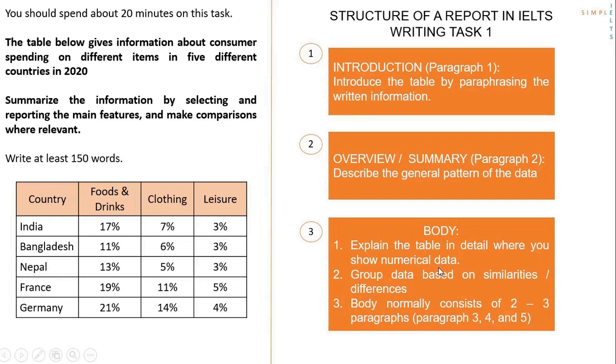And then to explain clearly, I would suggest you group the data based on similarities or differences. And lastly, body normally consists of 2 to 3 paragraphs, or in other words, it is written in paragraph 3, 4, and 5. Okay?